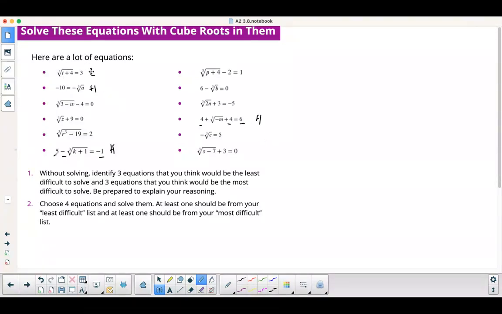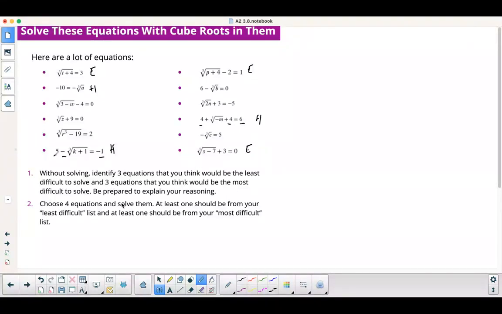This one's probably easy because I got my cubed root all by itself. And these look pretty easy too, because all I gotta do is move the negative 2 over to the right, move the 3 over to the right. I think these are pretty easy.